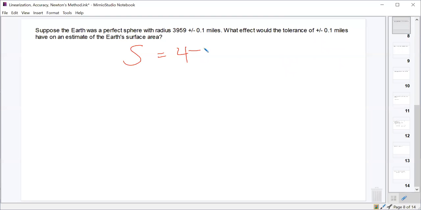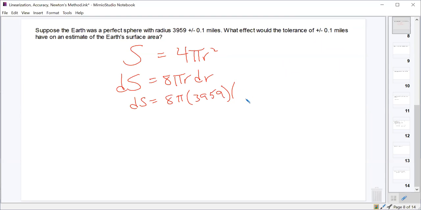Four pi r squared. And so a small change in the surface area, ds, would be 8 pi r dr. So we'll say that that ds value is 8 pi times our original radius. What was our original radius? It should have been 3,959, right? Times our error. How much were we off by, maybe? How much was the change in the radius that we might have missed? 0.1, right? And so what do we end up with for that?